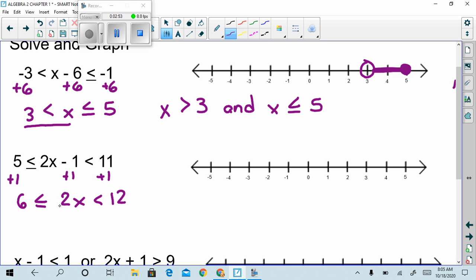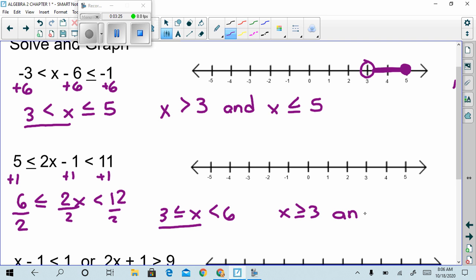One more thing to do because I need to get x alone. I'll divide all parts, the left, the right, the center, by 2. And now I have an inequality that says 3 is less than or equal to x, which is less than 6. Again, I could write this as two separate inequalities. This is my first one, so again, starting with the variable first, if 3 is less than or equal to x, x must be greater than or equal to 3.